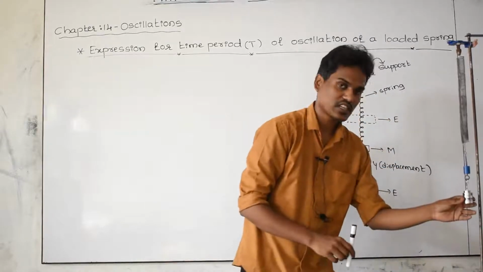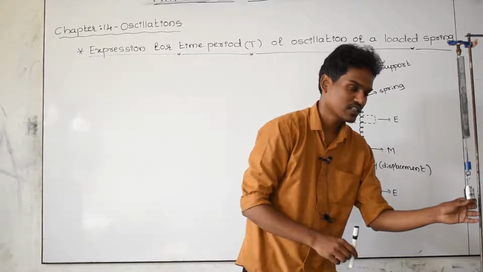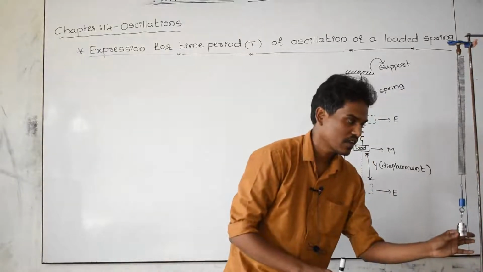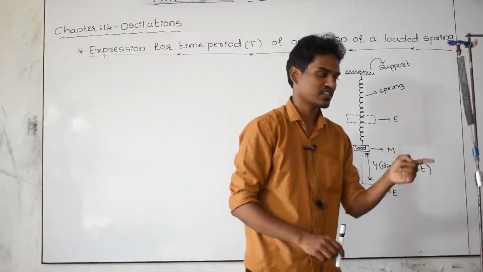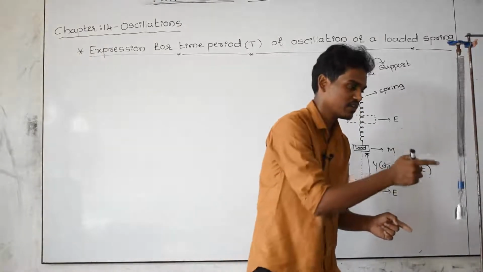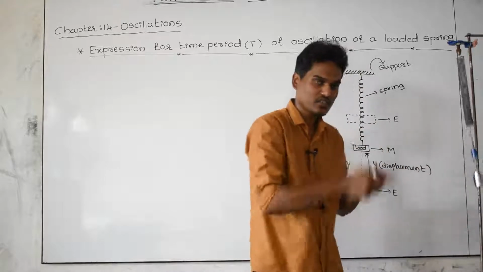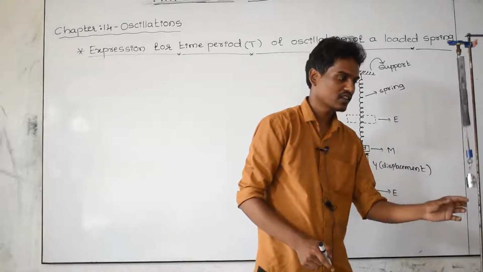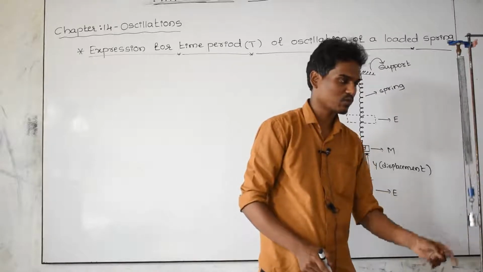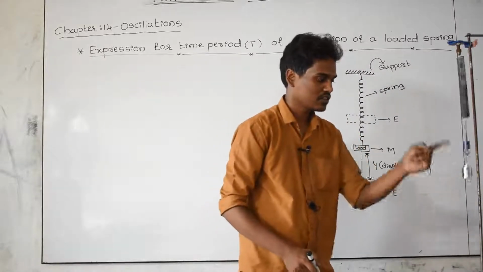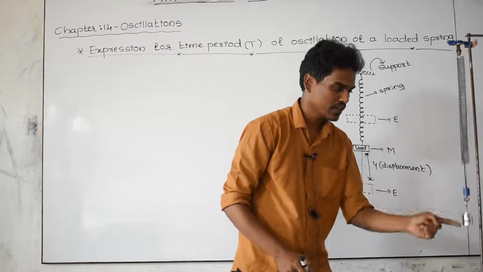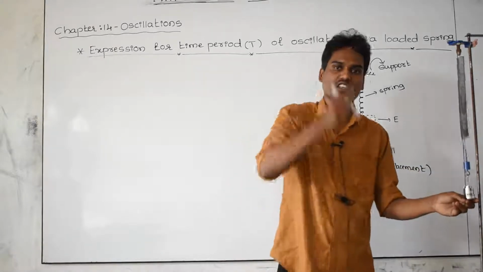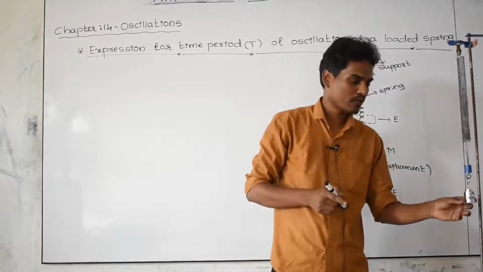Now let us take this as the mean point, and I am pulling the body in downward direction and releasing. This is making SHM: extreme, mean, extreme, like this. Getting? Pull the body downward and release it. It is executing simple harmonic motion like this. This is 1, 2, 3, 4, 5, 6, and so on. It is executing simple harmonic motion. Once again.